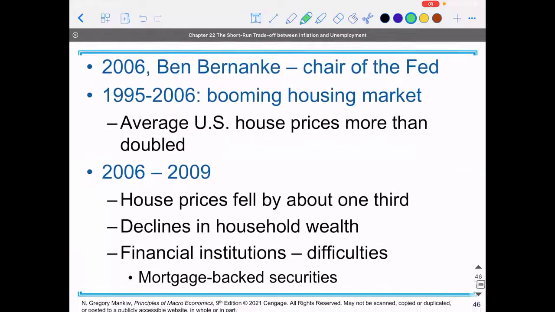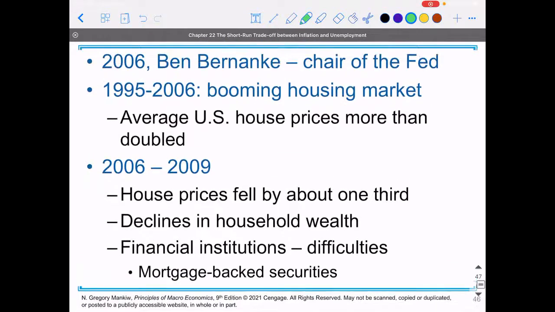Now, the defining feature since then, essentially starting with Ben Bernanke, it's all been about crises and how you resolve those crises. You see part of that with the housing market, where between 1995 and 2006, housing prices had doubled. But then from 2006 to 2009, housing prices fell by a third. Households' wealth levels decreased, and as a result, they spend less. It also really affected financial markets, and it made banks less willing to lend money out.